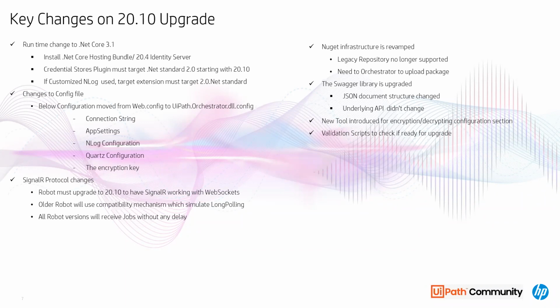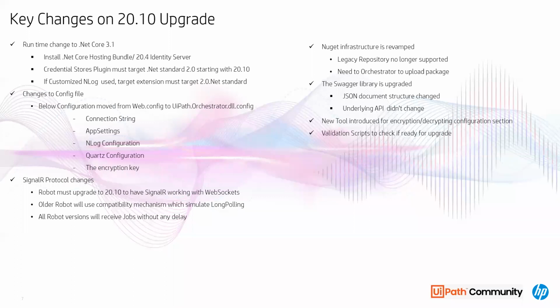One more modification is in terms of the SignalR protocol, which is the key behind the robot and Orchestrator connecting through SignalR. With 20.10, this is upgraded to use WebSocket. In the earlier approach, long polling was used, which is resource intensive for sure. To take this advantage, and I should not say a drawback, but something to be cautious about, the robot also should upgrade to 20.10. If the robot is not upgraded, it will still use the older long polling approach. It's not mandated to upgrade, but to take this advantage it is recommended, so that you start using WebSocket, which is better than long polling. That's why it's called backward compatibility: it still continues to support long polling.